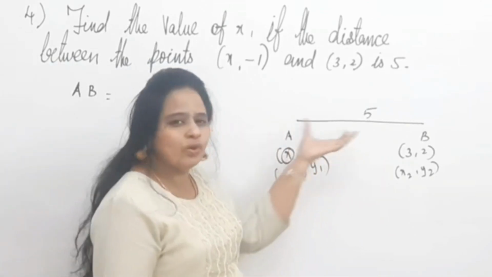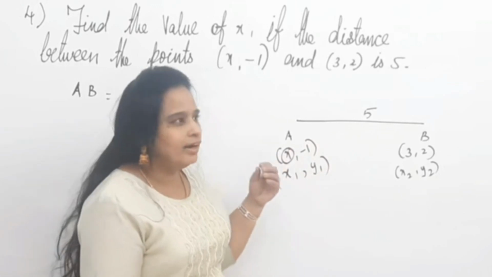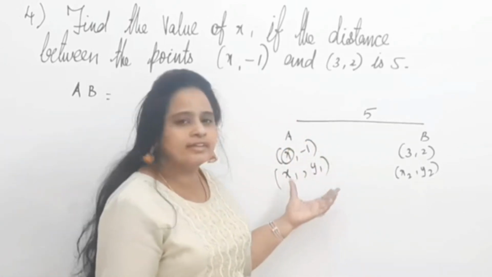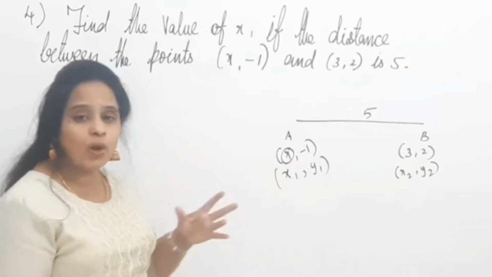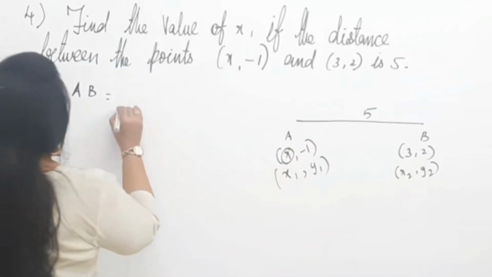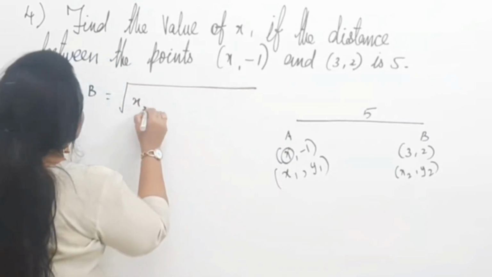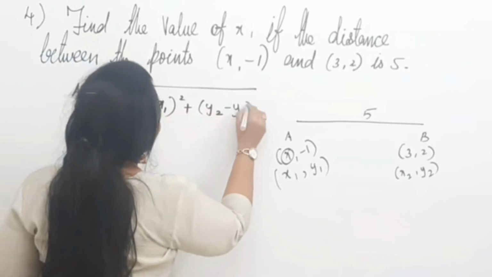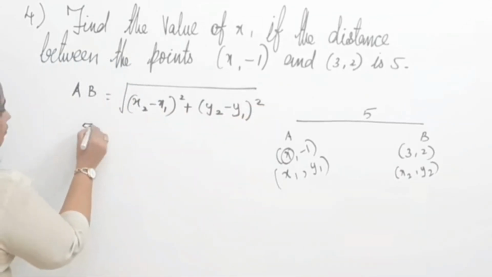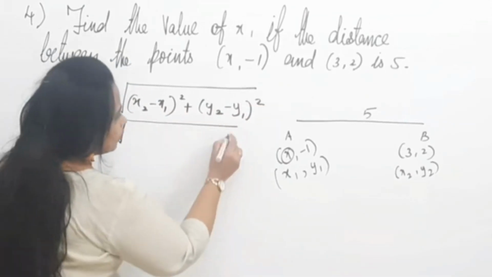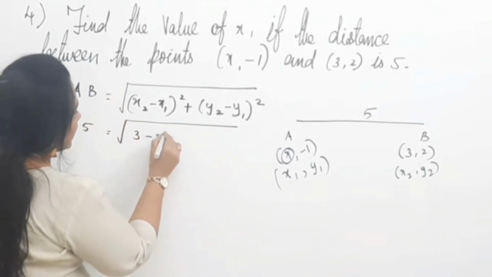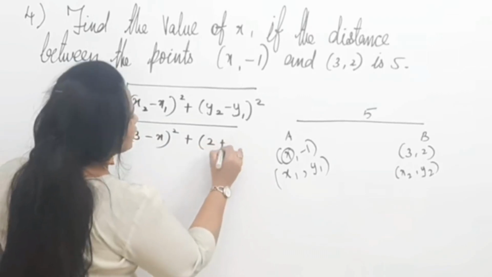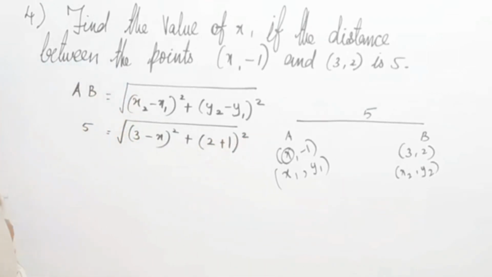Then you will be clear about which one I would take as x1, y1. Once it is named, you are very clear that you will give the coordinates exactly. So AB is equal to square root of (x2 minus x1) the whole square plus (y2 minus y1) the whole square. Now AB is given as 5, which is equal to square root of (x2 is 3 minus x) the whole square plus (y2 is 2 minus of minus 1, that becomes plus 1) the whole square.